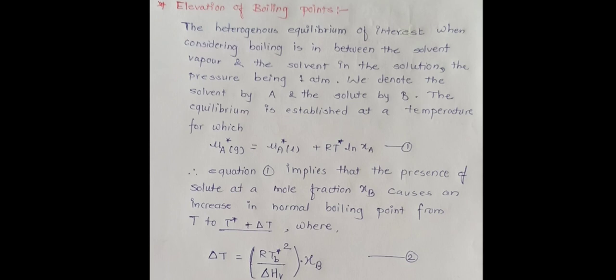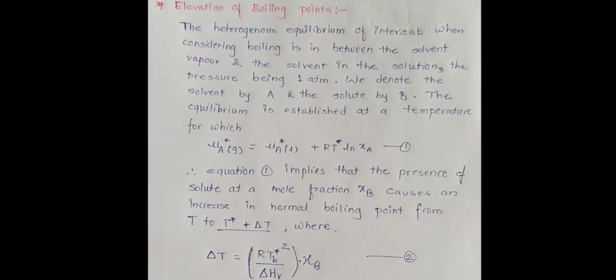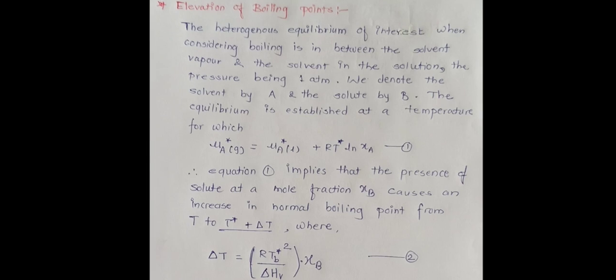Delta T is equal to, in a bracket, R T star square divided by delta H vaporization, bracket complete, into XB. Here XB is the mole fraction of the solute, delta T is the change in temperature, R is the molar gas constant, TB star square, here TB is the boiling temperature, and delta H vaporization represents the enthalpy of vaporization or change in enthalpy. So this is our equation number 2, which shows the change in temperature delta T.